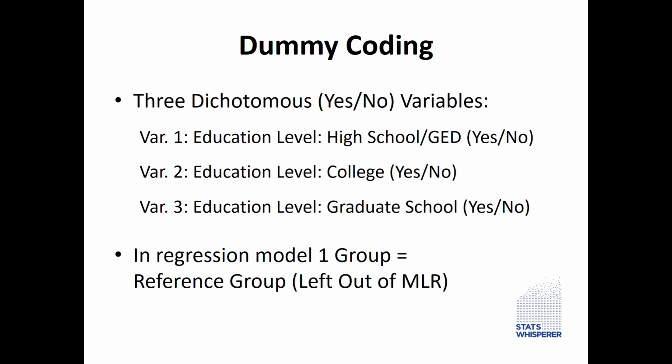So in the regression model, we leave one of those categories out, so that becomes the reference category. So the scores, for the two groups included, are in reference to the one group left out, and we'll see that in our regression model. And we're going to leave out high school GED as the reference group.